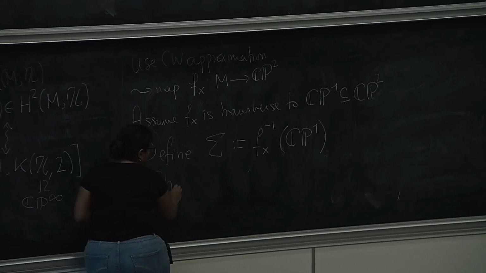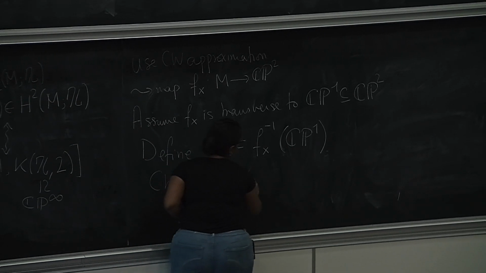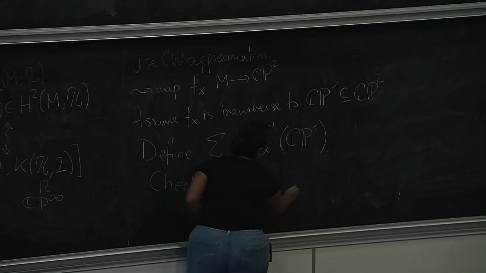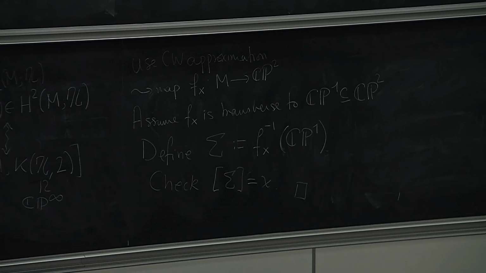Now finally, this is the part that I'll leave for you. You have to check that the class of the sigma is in fact equal to the X that you started off with. That completes the proof.